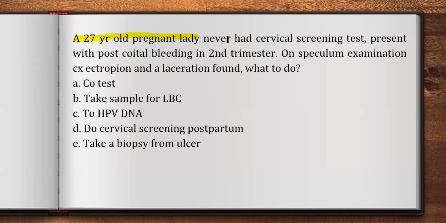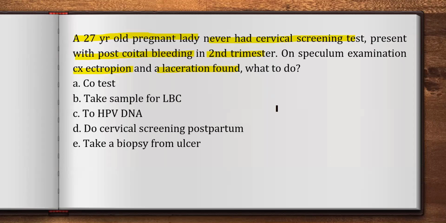A 27-year-old pregnant lady who never had a cervical screening test presents with postcoital bleeding in the second trimester. On a speculum exam, cervical ectropion and a laceration are found. What to do? So she never had cervical screening, and the patient has postcoital bleeding. Postcoital bleeding in this age group is always a concerning factor, right? And it's the second trimester, that's fine. On speculum, you have got ectropion and a laceration.